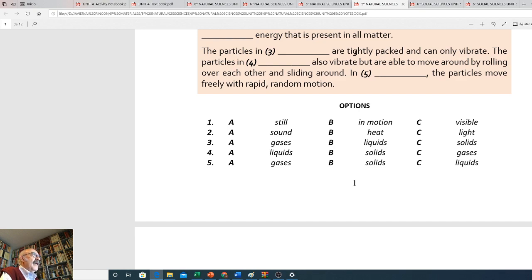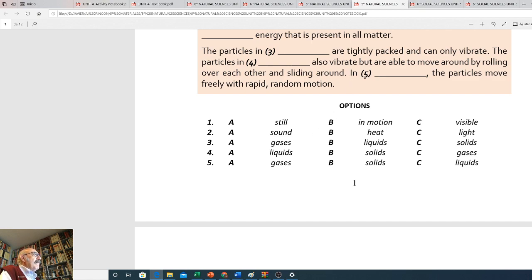Now next. The particles in number 4 also vibrate, but are able to move around by rolling over each other and sliding around. And we have to choose between number 4, between liquids A, solids B, or gases C. What do you think? Particles that can vibrate but can slide past each other. Can't be solids, so we have to choose between gases or liquids. And the correct answer is yes, A, liquids. Good.